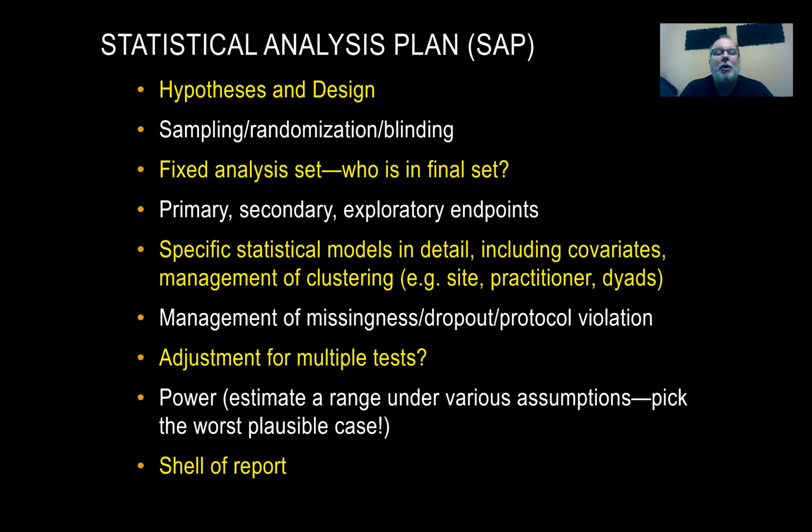Next slide, please. Thanks. Okay, so what's actually in the SAP? Well, of course, your hypotheses, your study design: parallel groups, step wedge. You're going to talk about how you're going to do sampling and randomization, how blinding is going to occur, who's in the final data set. Now, ideally, as I'll say in a minute, I'll talk about intent to treat. Usually it's intent to treat, but there are some modifications that some people find acceptable, again, provided it's pre-specified. You say what your primary and secondary endpoints are. You may have some exploratory endpoints.